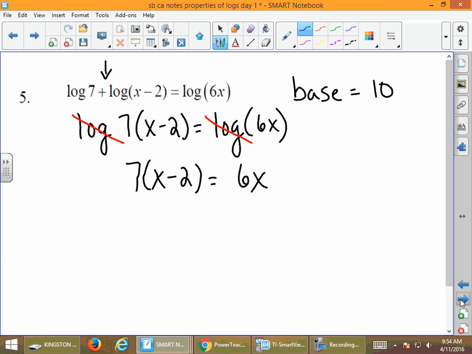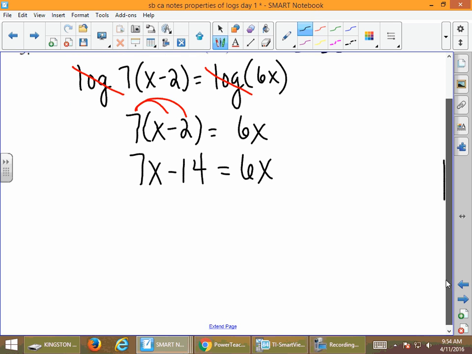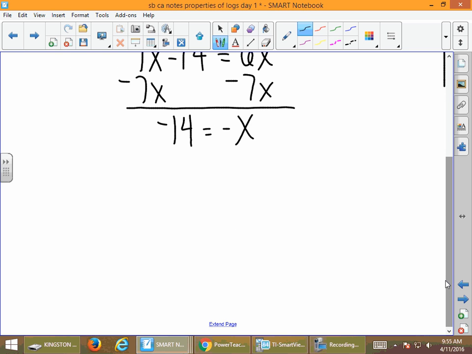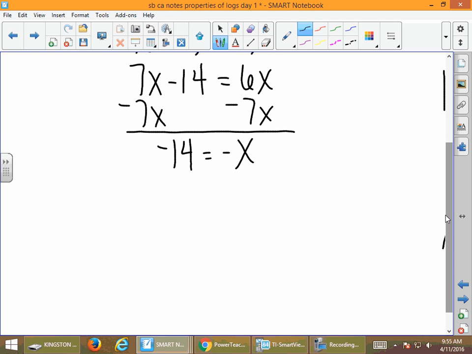And now we're going to solve for x. We're going to distribute the 7. 7x minus 14 equals 6x. Subtract 7x from both sides. Get negative 14 equals negative x. And divide both sides by negative 1. So x equals 14.